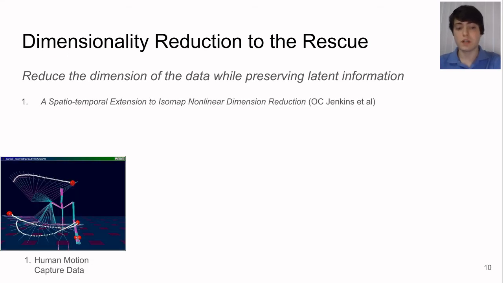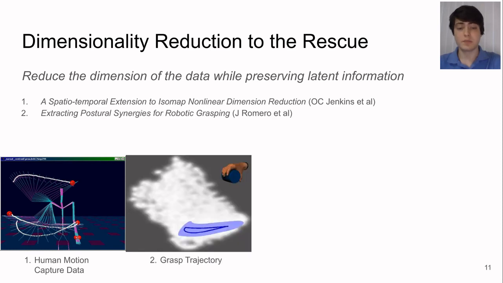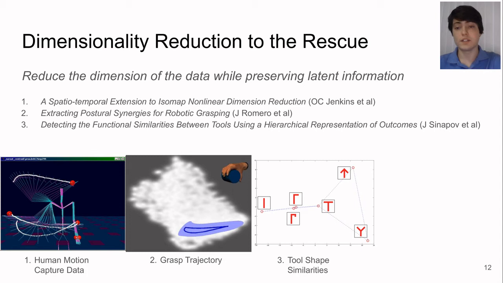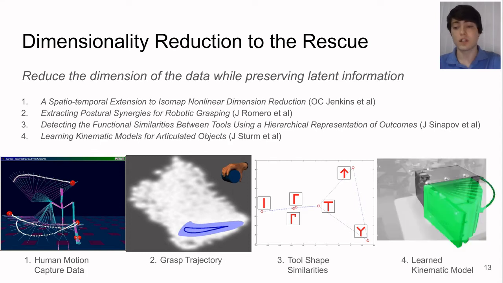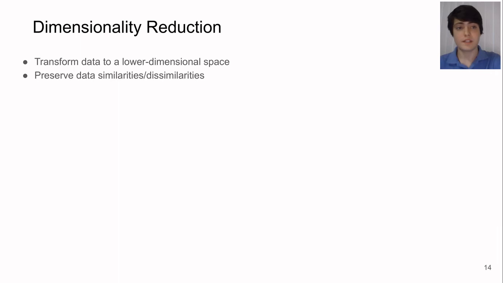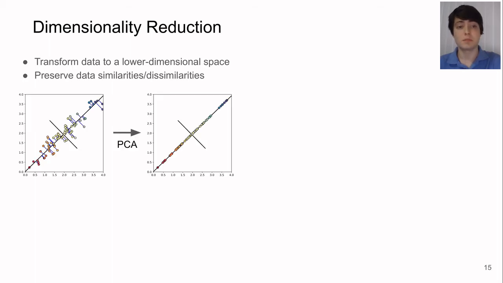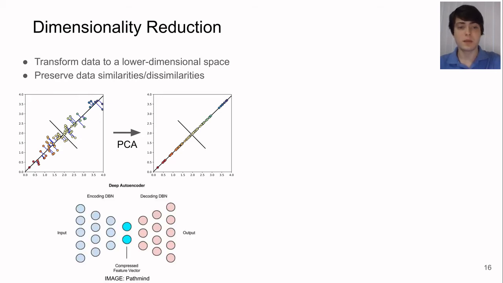For example, it's been used to understand motion capture data, to compare grasp trajectories, to find functional similarities in tool shape, and to learn kinematic models for articulated objects. As I said before, dimensionality reduction attempts to transform the data to a lower dimensional space while preserving latent information. This is traditionally done by trying to preserve pairwise similarities and dissimilarities within the data. One common method is principal components analysis, where the data is projected onto a subset of its principal components. Another common tool are autoencoders, which are a type of neural network that attempt to find a compressed feature representation for all of the data while minimizing reconstruction error.